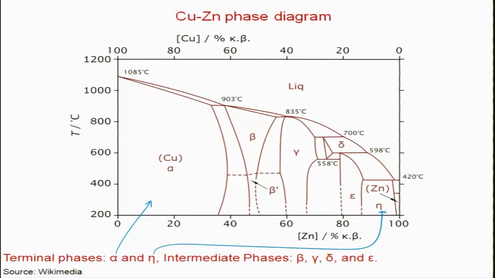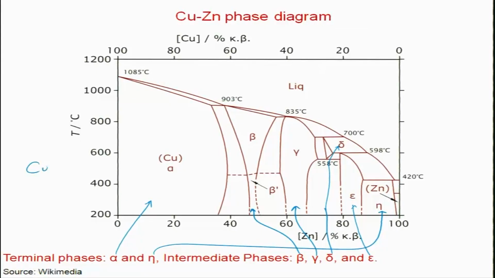So, terminal solid solution means zinc rich or copper rich phase, and then we have intermediate phases. So, we have this beta here, then we have gamma phase field, which is here, and then we have delta phase field, which is somewhere here. Okay. And then we have eta phase, which is here. So, there are quite a few phases in this phase diagram because of sharp differences in melting point and structure.